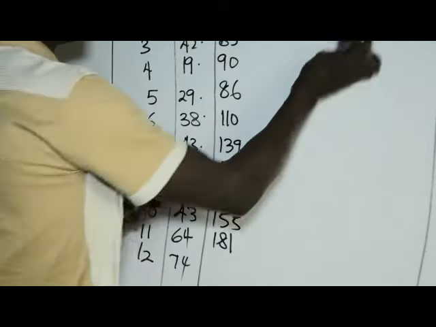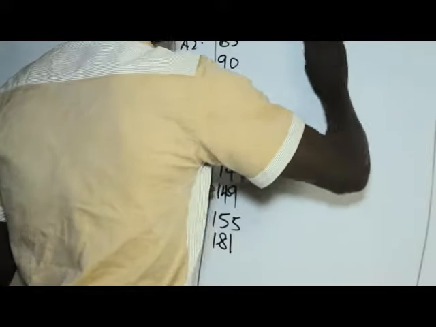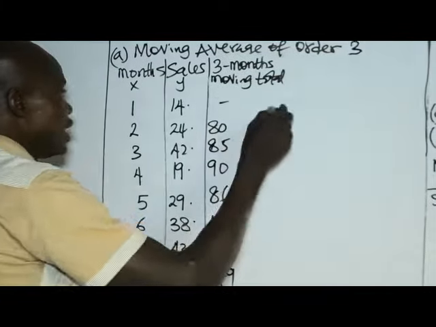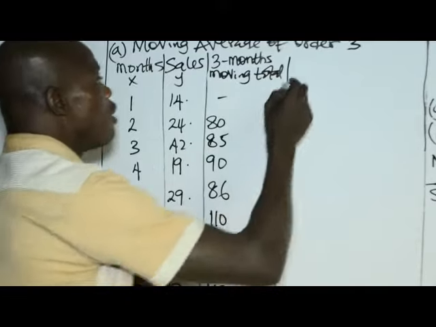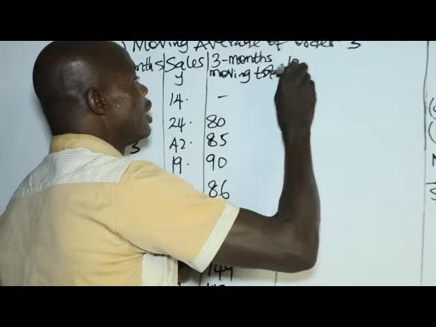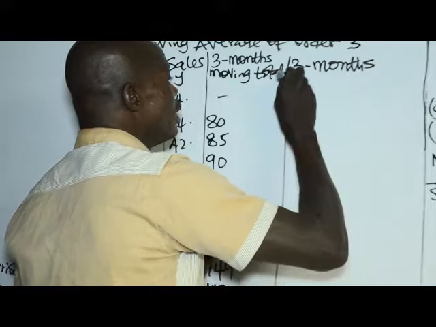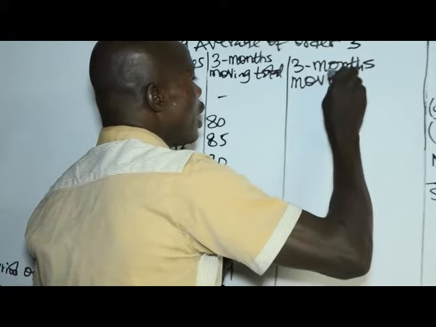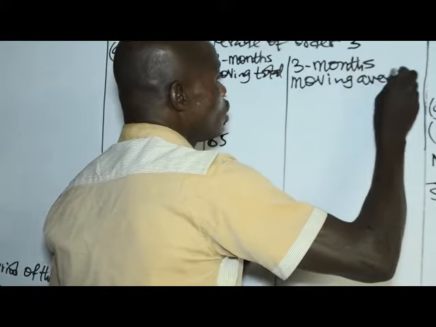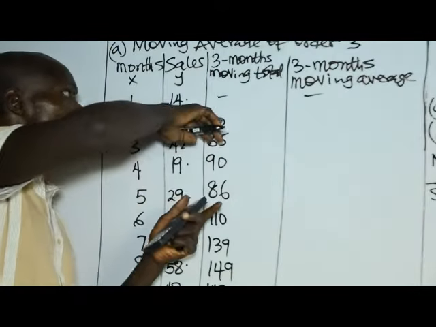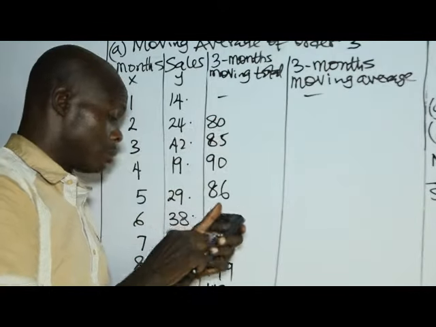Having calculated the 3 months moving total, the next thing is to calculate the 3 months moving average. To calculate the moving average, you divide the moving total by 3.